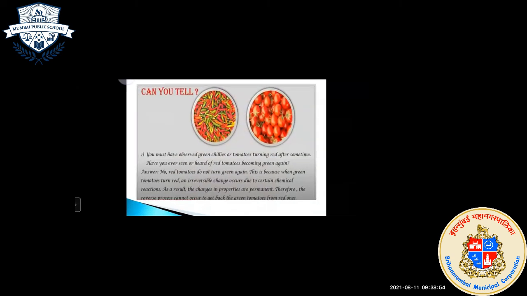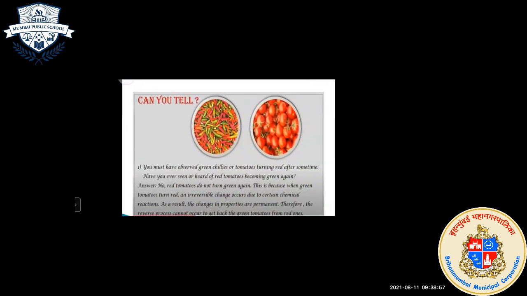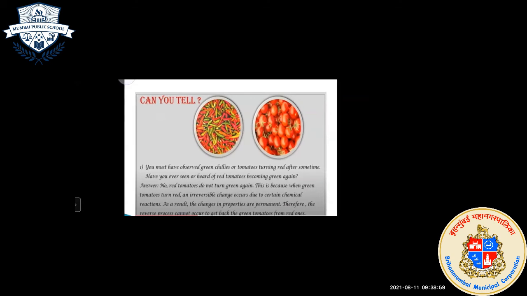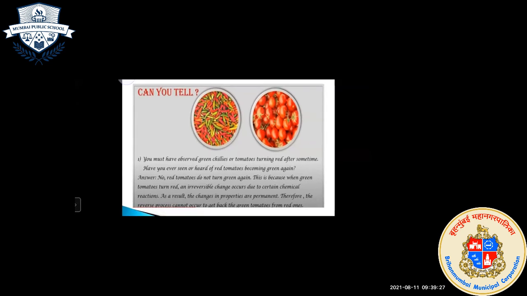Now here see two pictures are given, chilies and tomatoes. Here one thing I wanted to tell you is that when the chilies are ripened, they change their color to red. And in the same way, the green tomatoes when ripe, they change their color to red. But again, the red chilies cannot become green chilies, and the red tomatoes cannot go back to green color. So this is known as irreversible change.